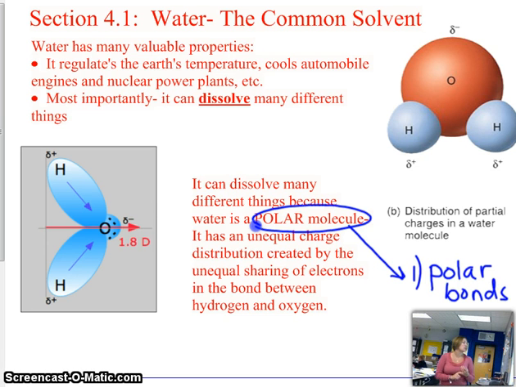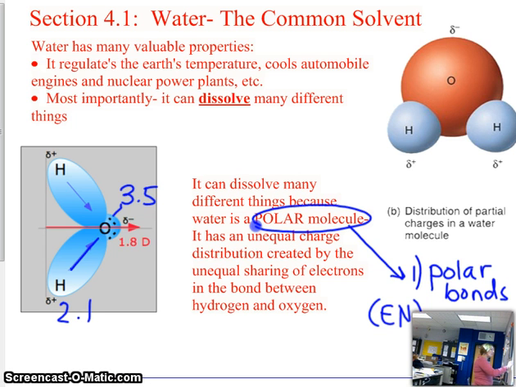Bond polarity is determined by electronegativity difference. If we look up the electronegativity of oxygen, it's something like 3.5. If you look up the electronegativity of hydrogen, it's 2.1. So as you saw in the video, within the bond, the electrons are not being shared equally, because think of electronegativity like a strength, a force. And oxygen is pulling on those electrons with the strength of 3.5, and hydrogen is pulling on those electrons with the strength of 2.1.